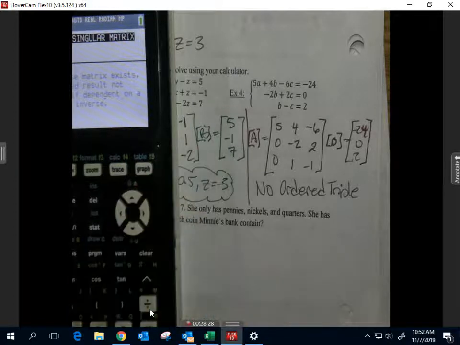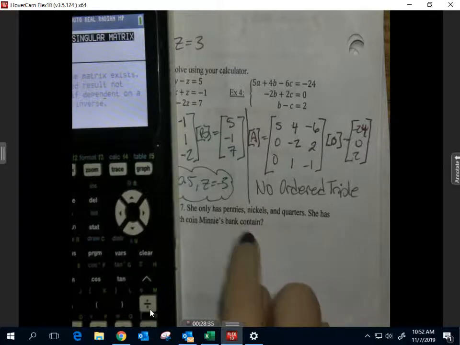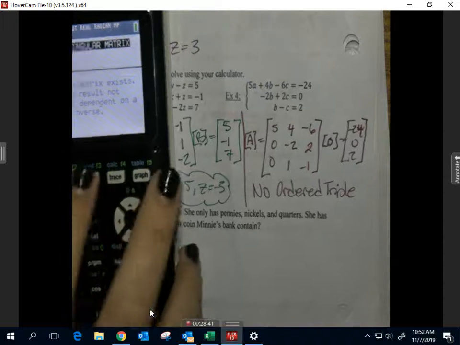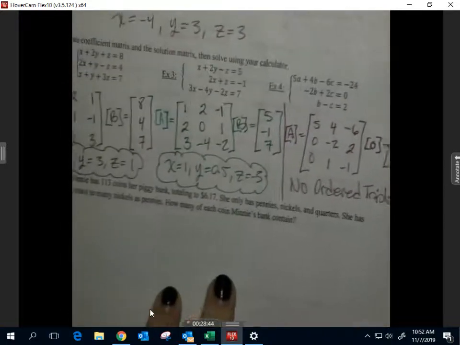Alright. Are you ready for the word problem? No. It's not that bad. Actually, this one's not bad. I'm going to do one from your homework because those are a little bit more difficult. Okay.